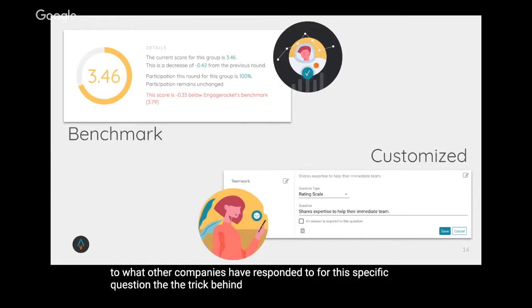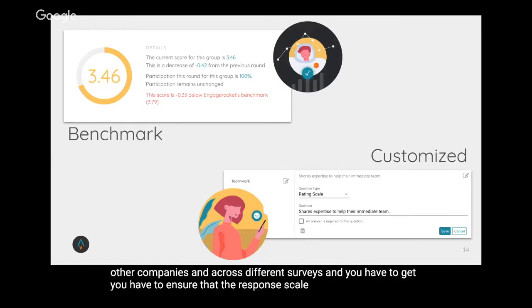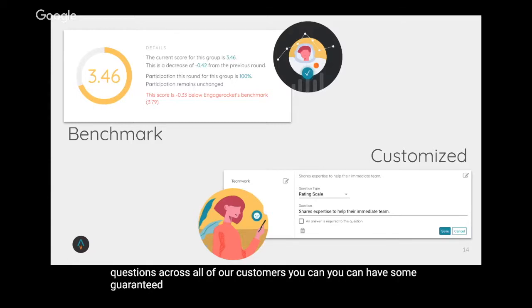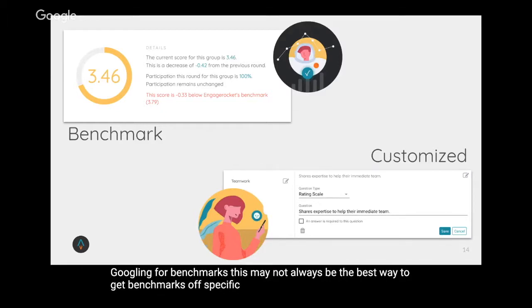The trick behind this is that that particular question needs to be asked and phrased exactly as has been phrased in other companies and across different surveys. And you have to ensure that the response scale is the same. So for companies like EngageRocket, where we do ask some of these questions across all of our customers, you can have some guarantee that there is a solid benchmark behind it. But if you're Googling for benchmarks, this may not always be the best way to get benchmarks of specific questions.